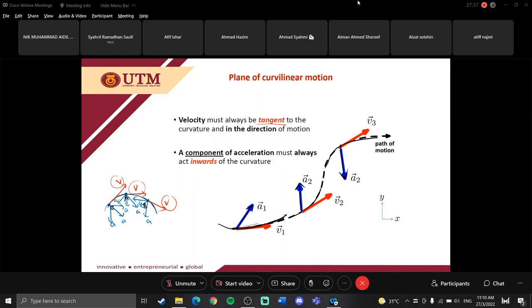What type of graph is this? This is not a graph. This is just to determine the direction of velocity and acceleration. When you do the analysis of a projectile motion, you need to know how to determine the acceleration and velocity. For this chapter, we are not dealing with a graph like the previous chapter. You need to know how to determine this velocity and also this acceleration at a certain position.